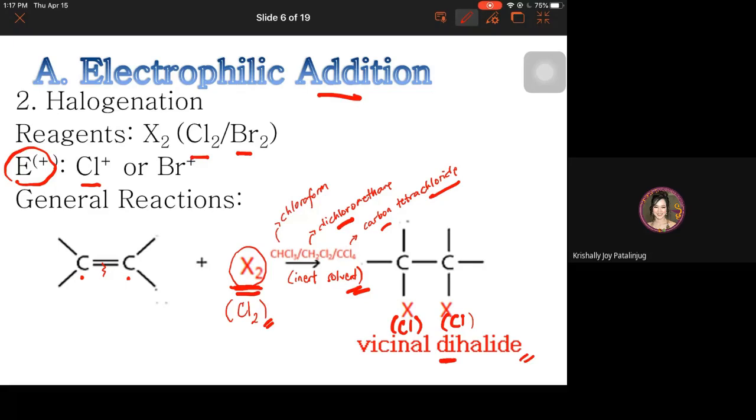Unsay meaning sa vicinal? Magkatabi. Vicinal dihalide. Alright? So again, dihalide ang product kapag ang inert solvent na ginamit are the following: chloroform, dichloromethane, or carbon tetrachloride. Kasi again, they support in the reaction process of the halogenation reaction. Particularly, gina-enhance nila actually ang concentration ng mismong halogen being added. Kaya dalawa ang na-add, dili lang isa.